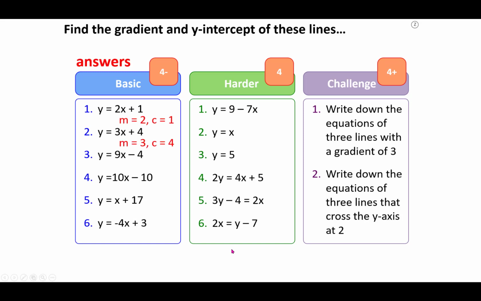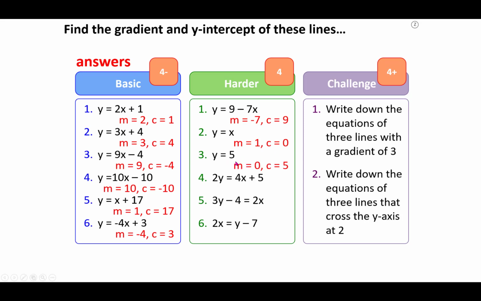You did that. These are all pretty straightforward. Well done if you got there. Harder, well, let's see, the m is here, minus 7, and c is 9. We did that before, see if you remembered. Can you see there's no x, so m is 0 here, 0 times x equals 0. So c is just 5 here.